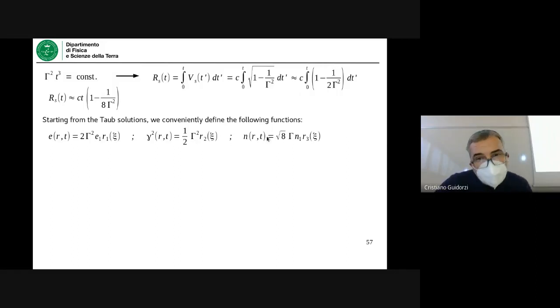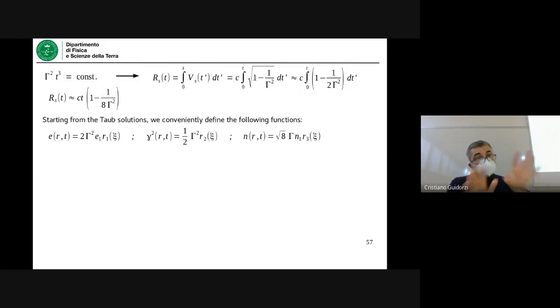And again, the number density downstream, right behind the shock. Again, you see, I'm exploiting the Taub conditions. So square root of 8 gamma times the number density in the upstream fluid. And R2, R3 are all dimensionless functions which have to be 1 right behind the shock, the very same way as we did for the Sedov-Taylor solutions.